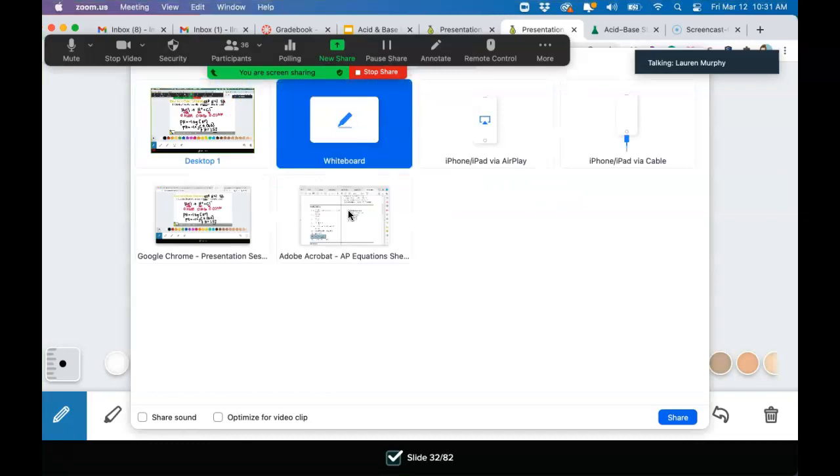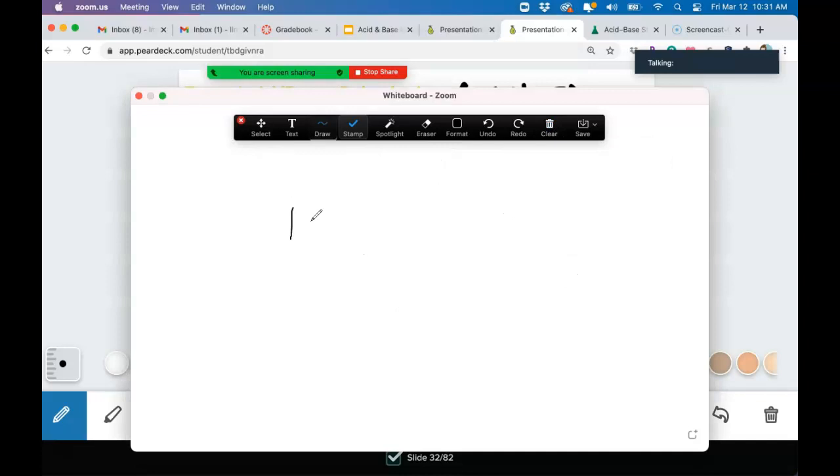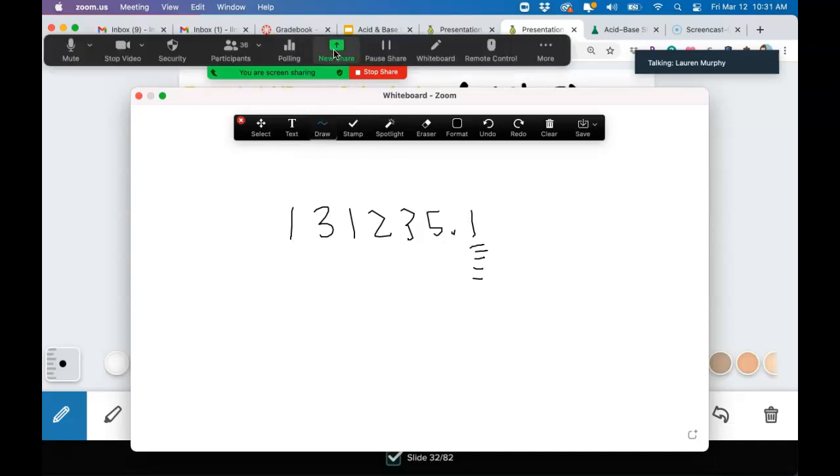So like, if for some reason this was your outcome, I mean, this is not possible with a pH, but if it was, this is a 1 sig fig number. Sig figs do not start till after the decimal for pHs or pOHs. Okay, this is not even possible. I'm just showing you that that's how the rule works.